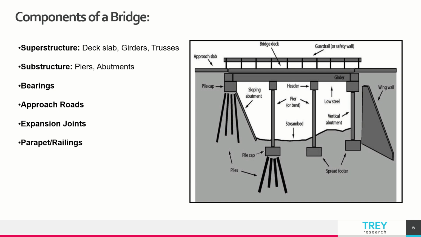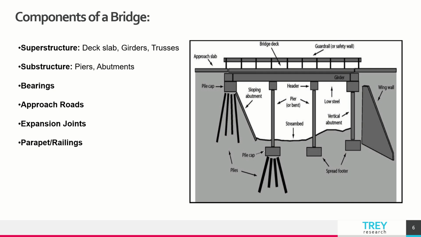Also, apart from the mentioned components, we can see in the image approach slab, bridge deck, low steel, vertical abutment, then pier. Also, we can see the pile caps and spread footing. Also, sloping abutment in the image, which are also components of bridge.